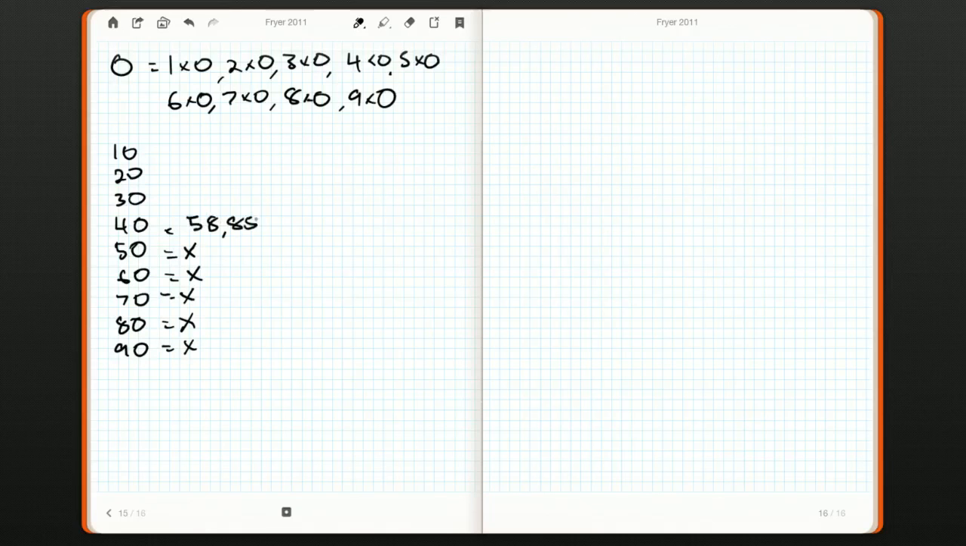times 8 and 8 times 5. 30 can be 5 times 6, 6 times 5, and is that all it can be? Yeah, that's all it can be. You can't have a 4 or anything in there. We're going to have 4 times 5.